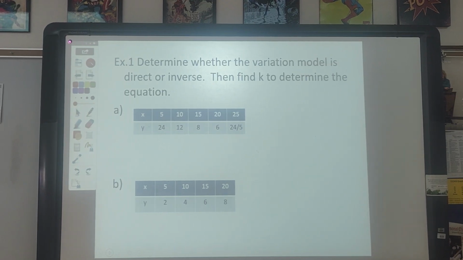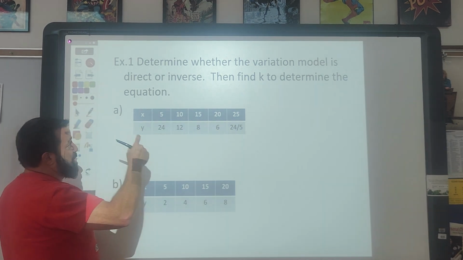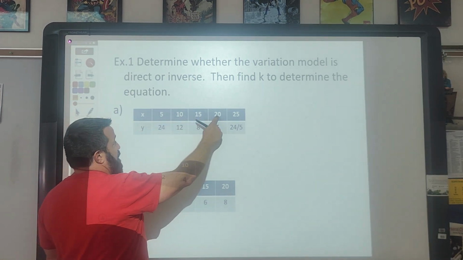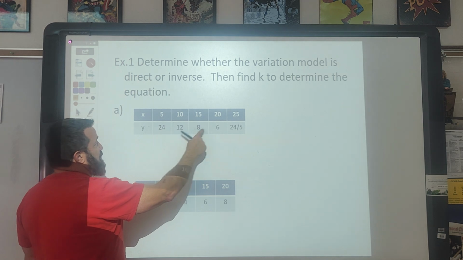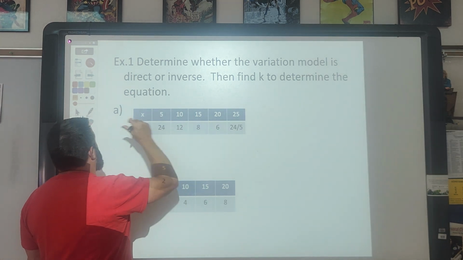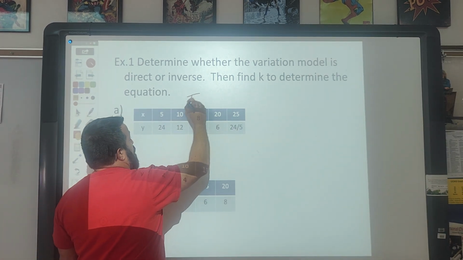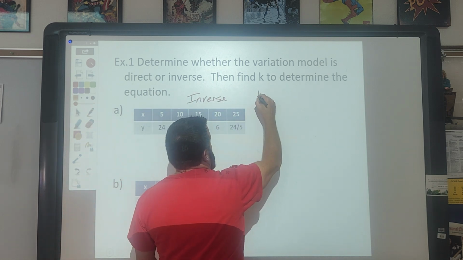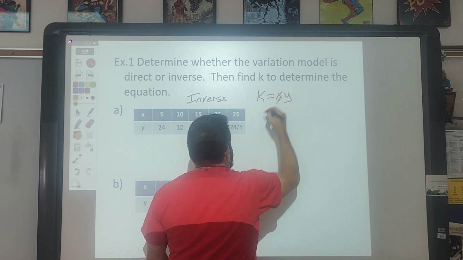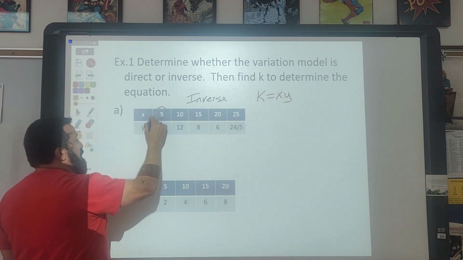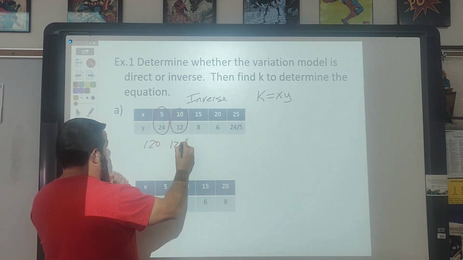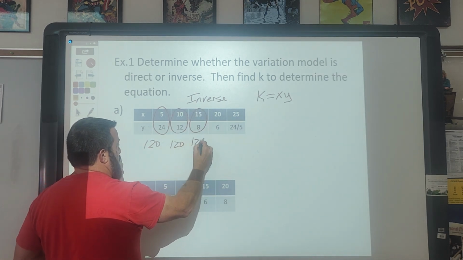When you look at these two, the first one I suspect is inverse variation, because as x is increasing, going from 5 to 10 to 15 to 20 to 25, the y values are decreasing. So I suspect that it is inverse. But I don't know that for sure until I confirm it by taking k is equal to x times y. If I do that in each case, 5 times 24 is 120. 10 times 12 is 120. 15 times 8 is 120.